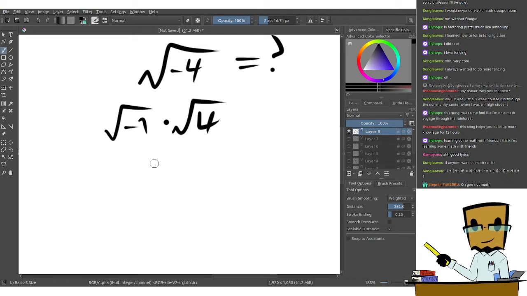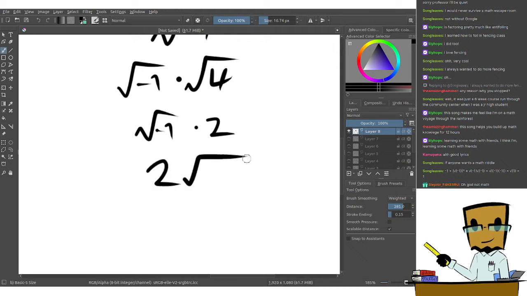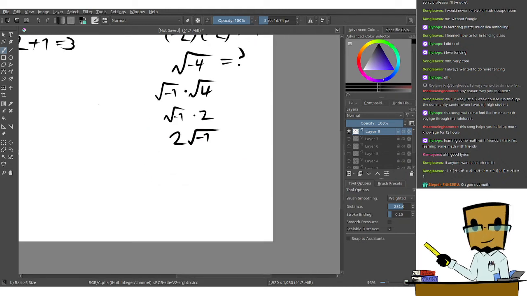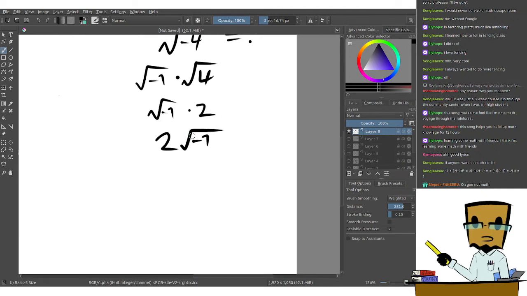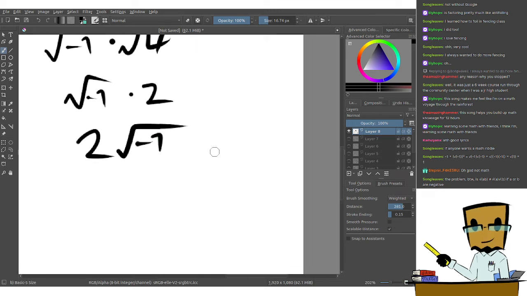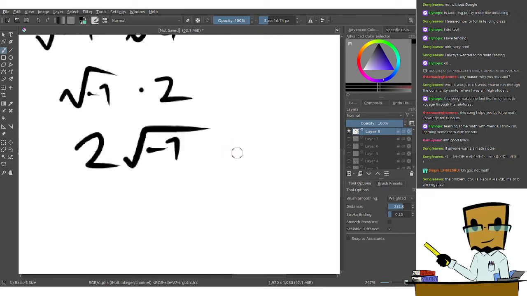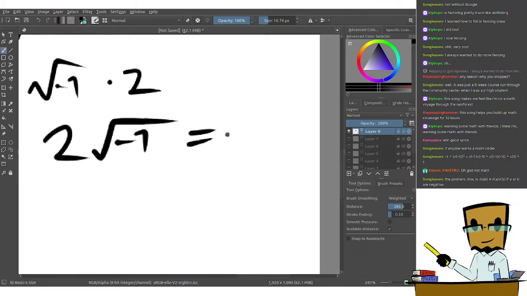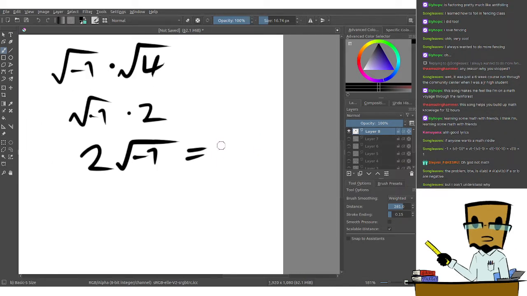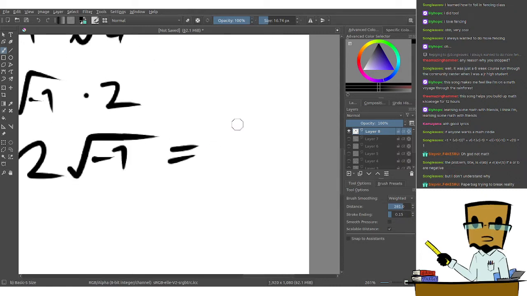So, let's do this in the proper order. I'll simplify it in the proper order: 2 times the square root of negative 1. Now, in math, we do have a number for this. This is an imaginary number. It does not exist. You can't do it. There is a variable for this. You can't do the square root of a negative number.